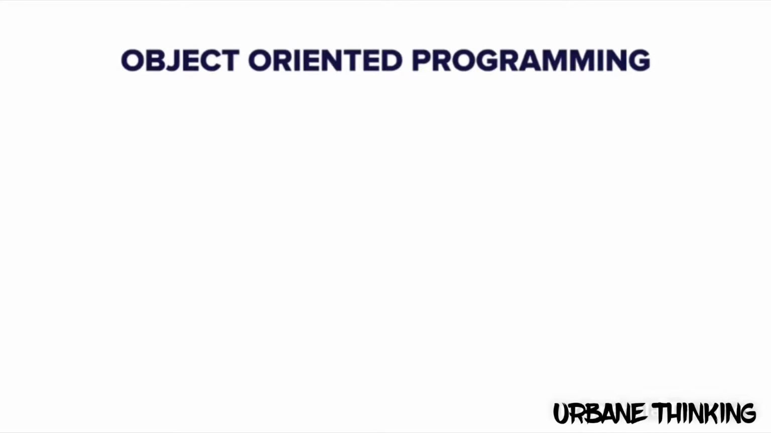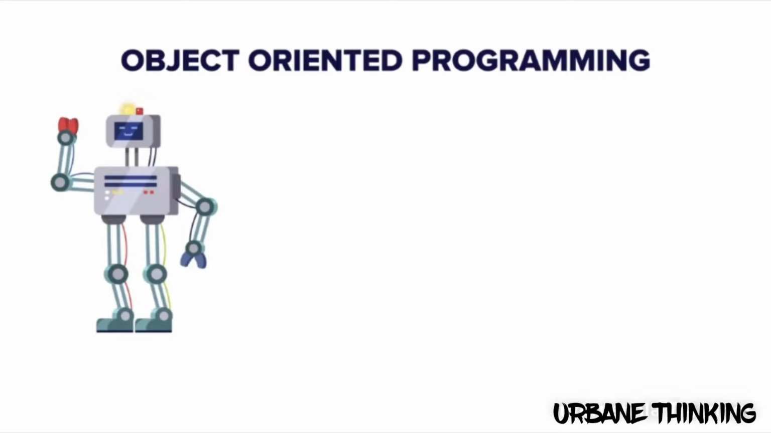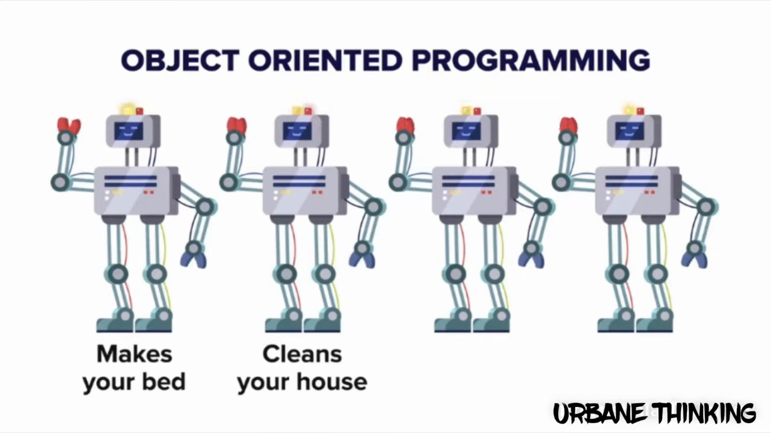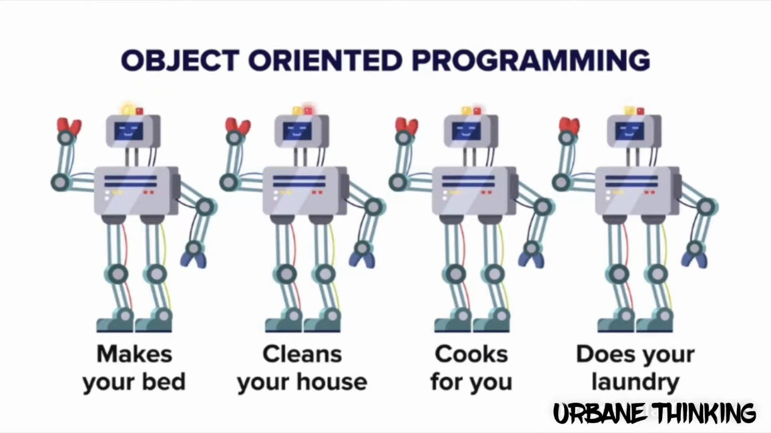Now, in object-oriented programming, instead of making one robot, you would build 4 different robots which will perform 4 different tasks. Robot 1 will make your bed, Robot 2 will clean your house, Robot 3 will cook for you, and Robot 4 will do your laundry. Now, if the robot breaks down and messes up your bed instead of making it, to know the problem, you just have to check and fix Robot 1. Other robots won't be affected by it and would continue to do their tasks.